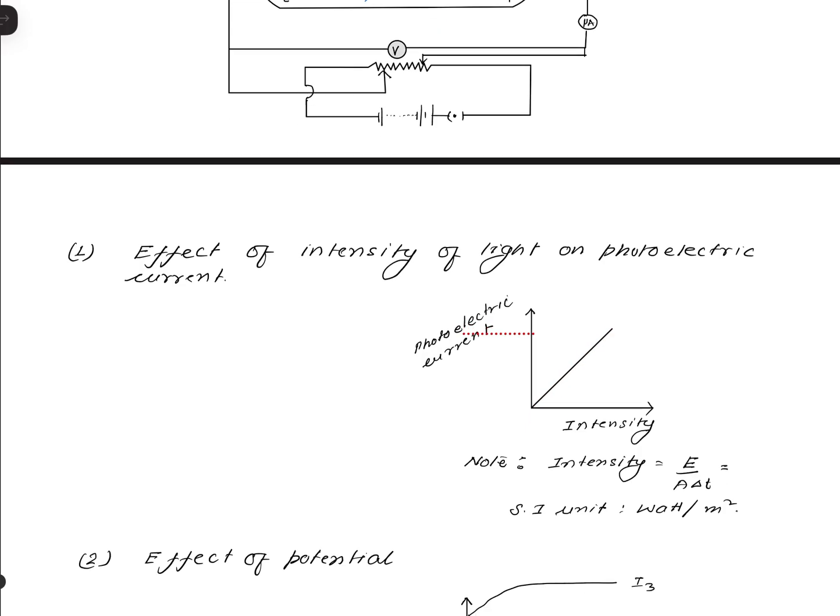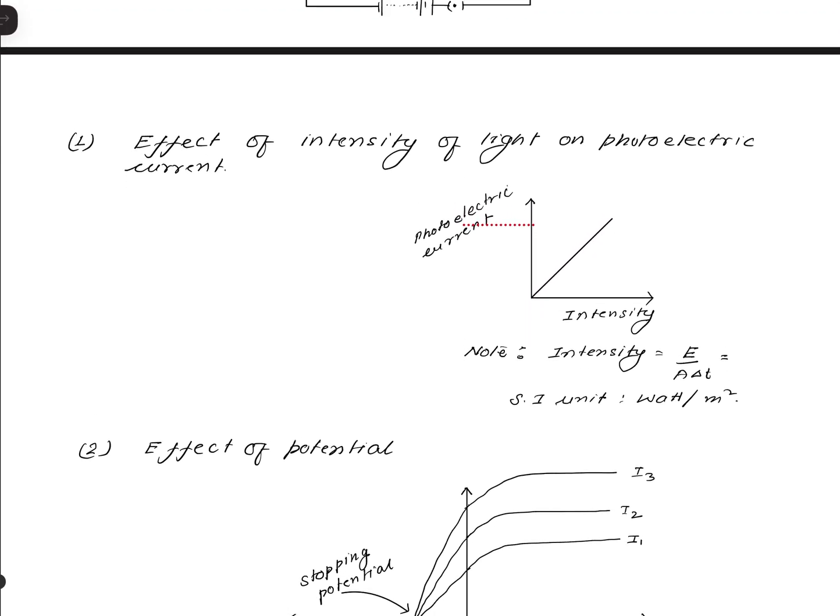Is it okay? So now you must know the definition of intensity for your examination. Intensity is also defined as energy per unit area per unit time. So energy per time means it is power, right? So power by area. So the unit will be watt per meter square. You must know this, okay? Because many times in examinations they have also asked the unit for intensity.